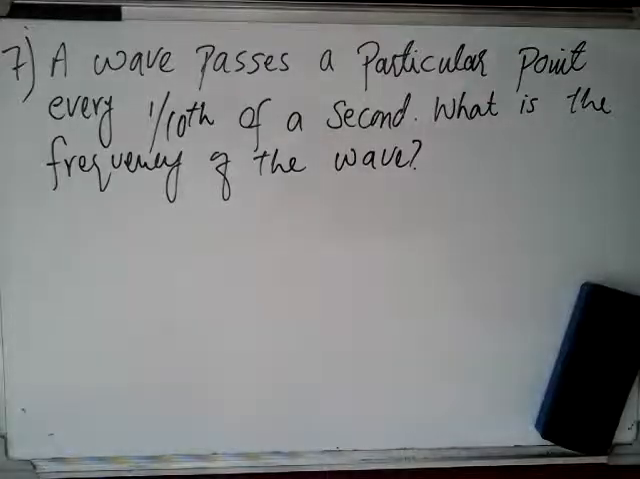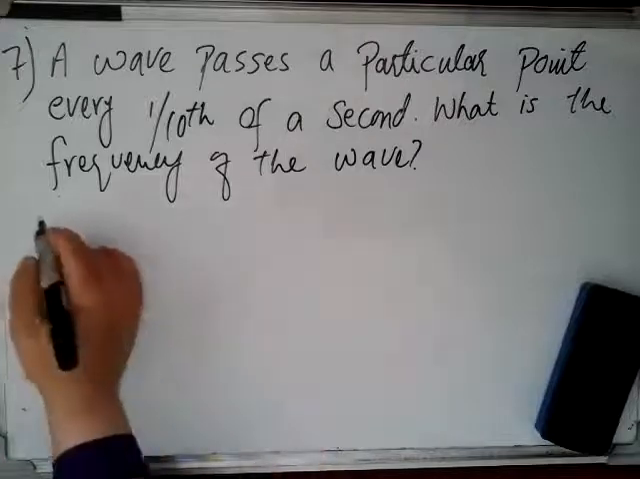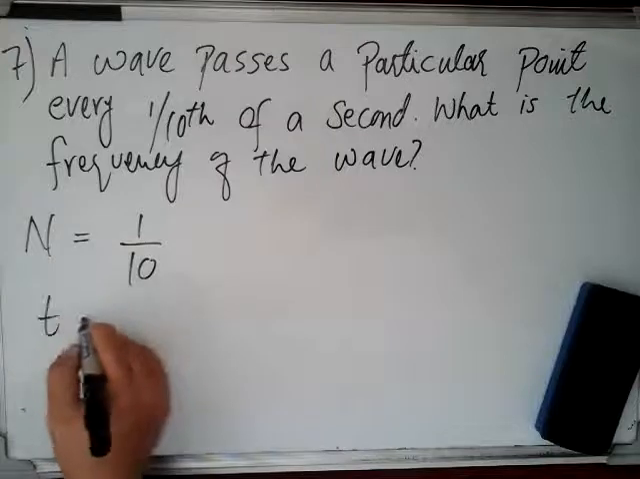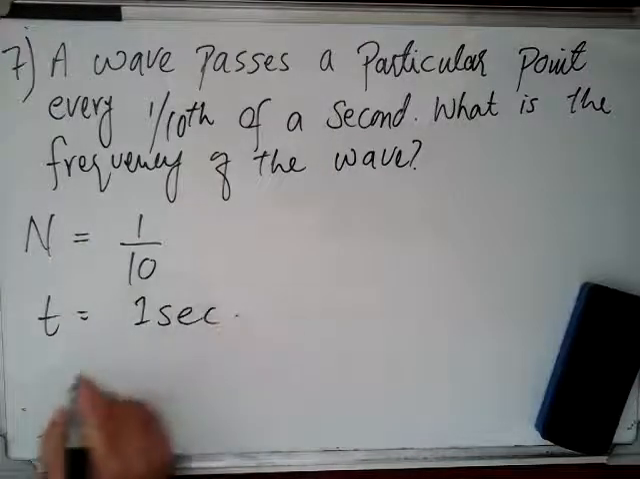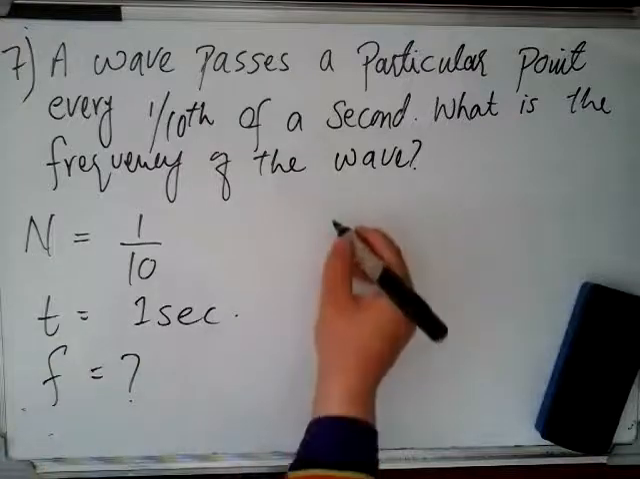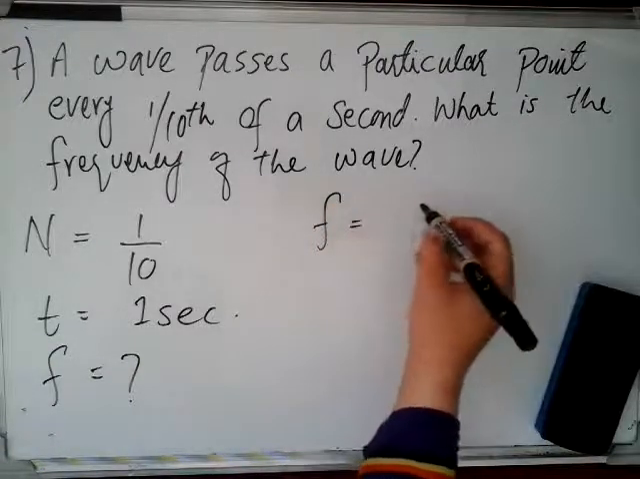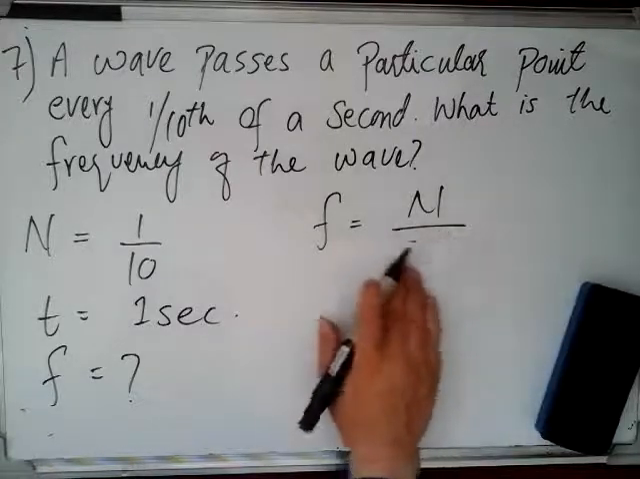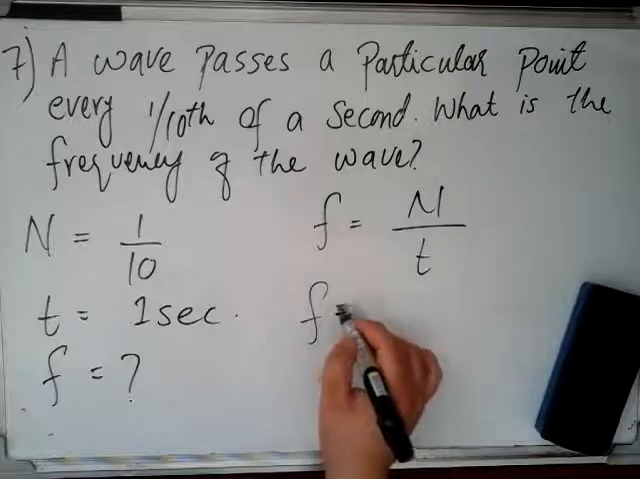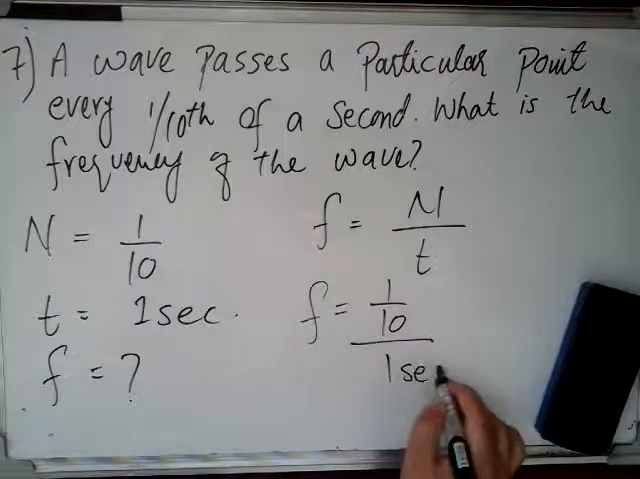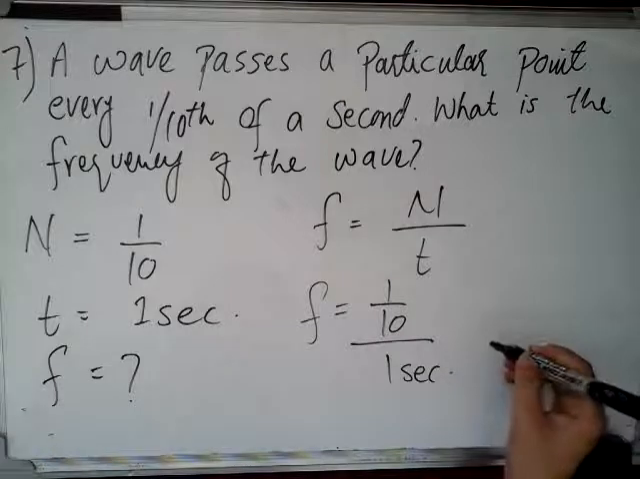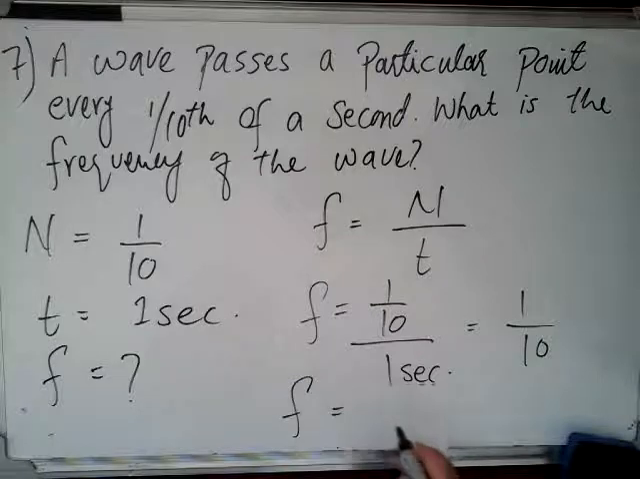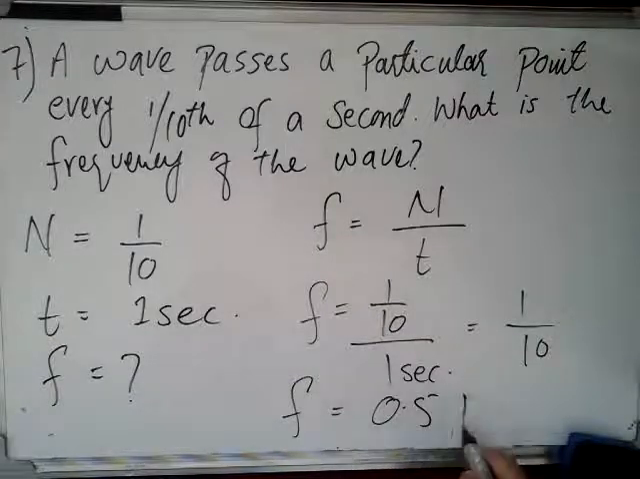Here is another question: a wave passes a particular point every 1/10 of a second. So here the vibrations are equal to 1/10, and time is given as 1 second. What is the frequency? You have to find the frequency. Simply we'll put the formula of frequency, which is number of vibrations divided by second. So frequency is equal to 1/10 divided by 1 second, which is equal to 1/10. So frequency would become, I think, 0.5 hertz.